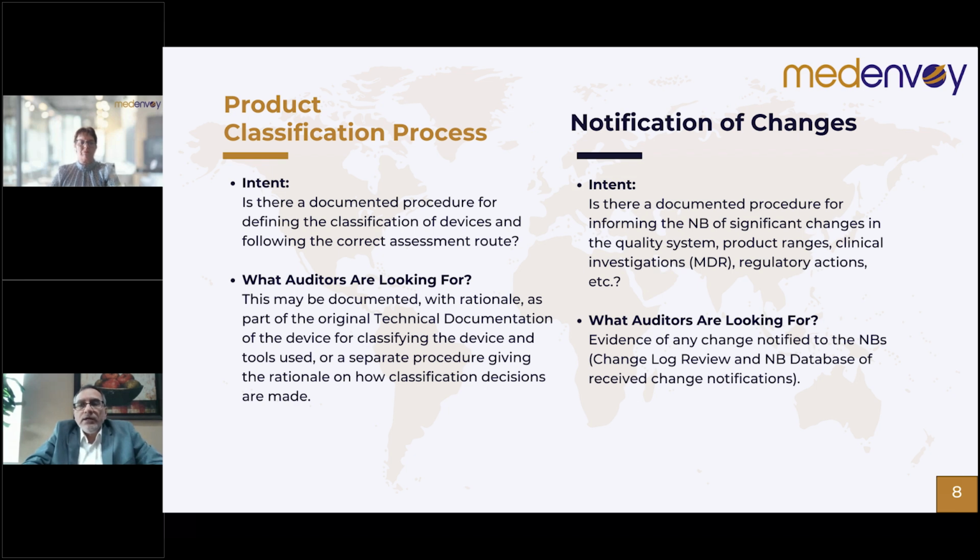So again, the focus is on process, but using that process, how you are documenting and how you are rationalizing your decisions. So details are expected to be visible in your QMS documentation. So the procedure in your QMS, and of course the product-specific documentation using that procedure. So these are the expected outcomes that we look to see.